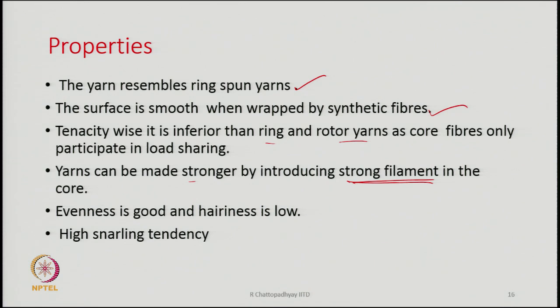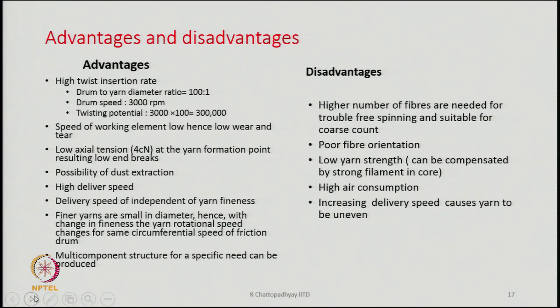Evenness is good and hairiness is little low, provided we maintain the process parameter, some combination of process parameter. If you optimize properly, it can give you a reasonably good quality yarn in terms of evenness and hairiness. And it has a high snarling tendency, it can highly twist lively.